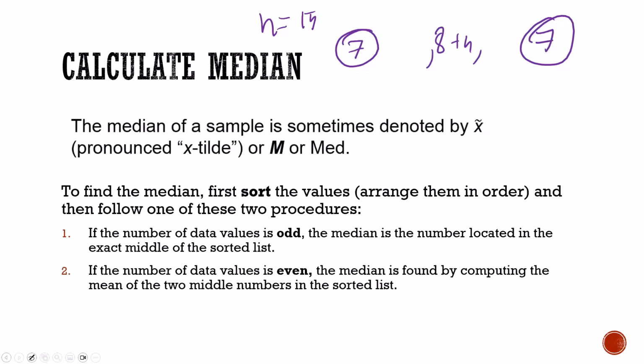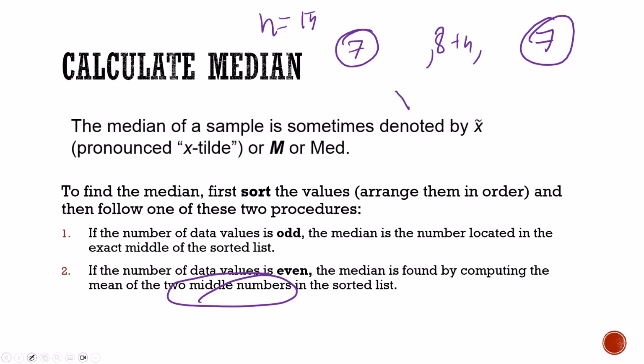If you have 4 pieces of data, the second value has 1 to the left, 2 to the right. The third value has 2 to the left, 1 to the right. You can't really get around that problem. So for the median, if it's an even number, you take the mean of the 2 middle numbers, right?